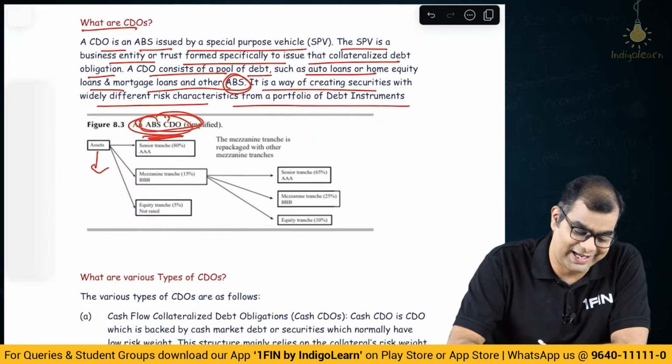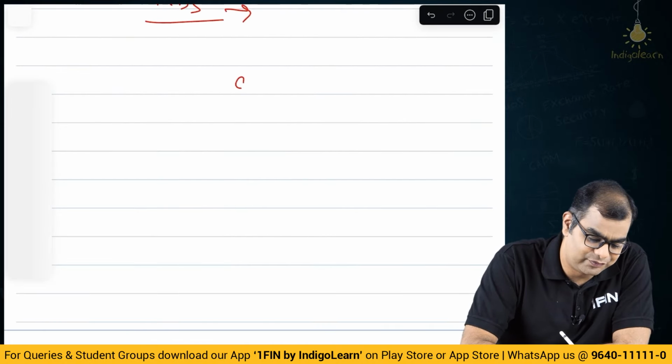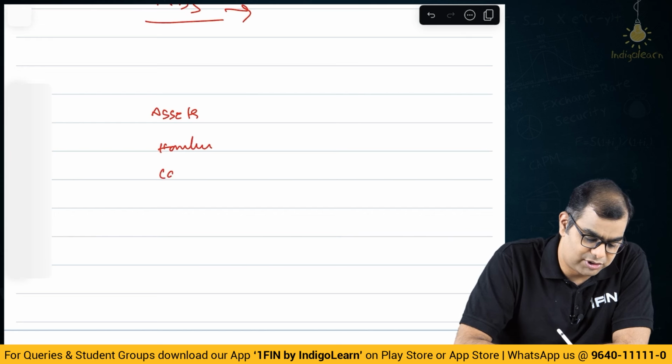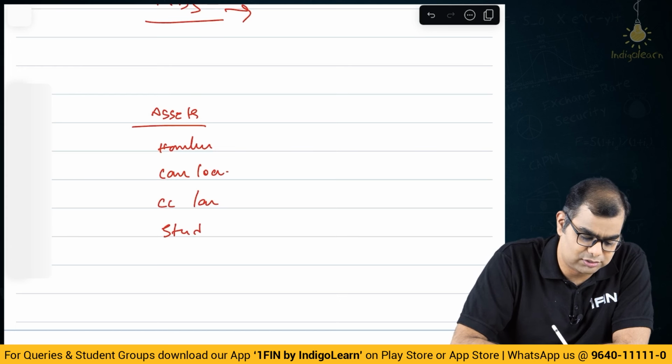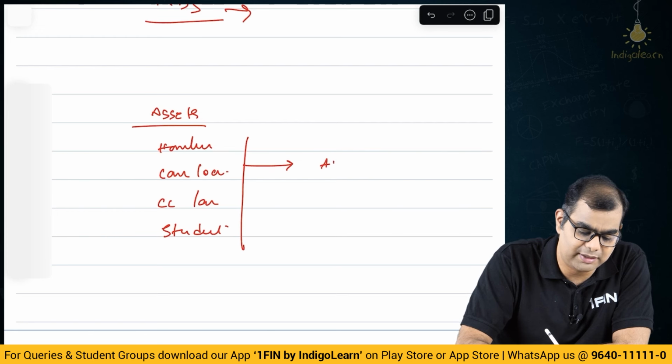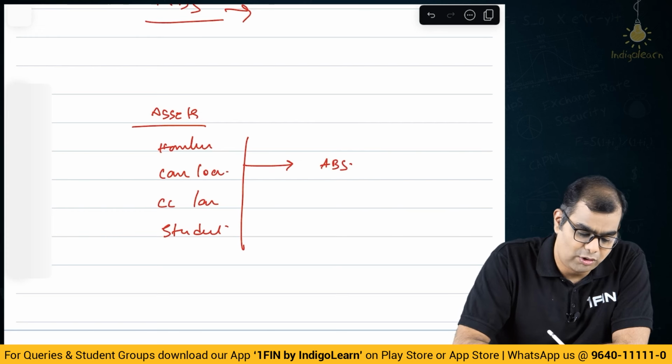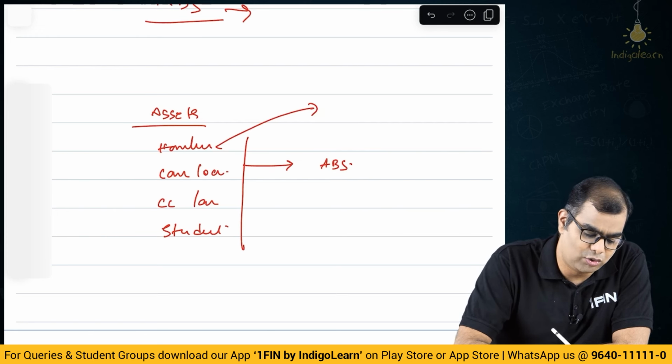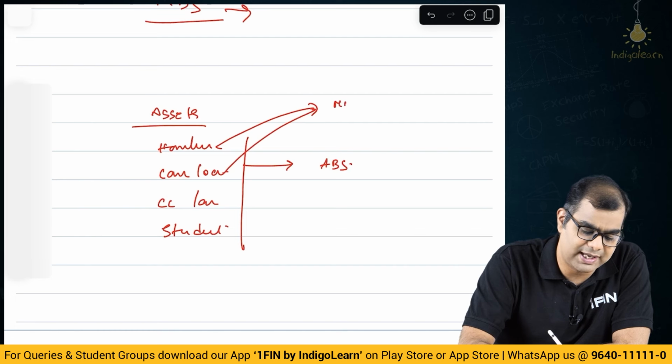So I'll explain again. CDO, or rather, let me start with assets. You have assets. This can be home loans, commercial loans, credit card loans, student loans. All these put together, you form something called an ABS. Only home loans or only commercial loans, you do something called an MBS.